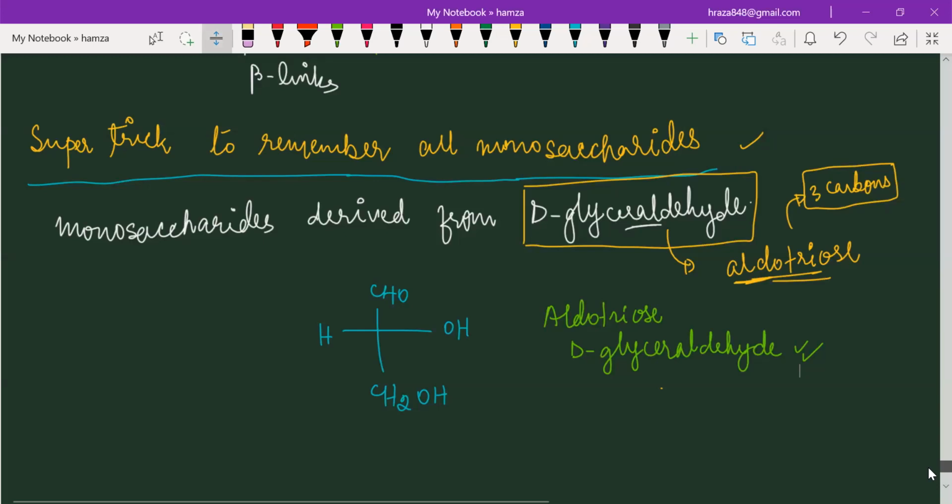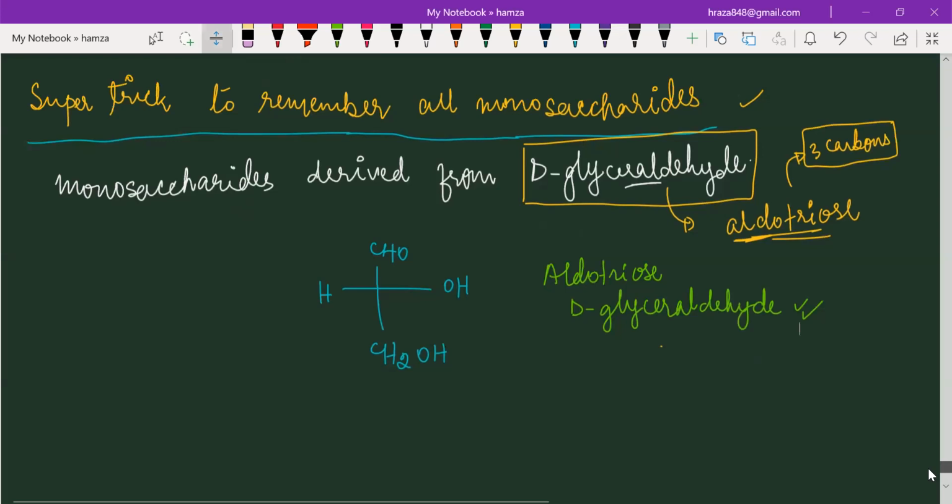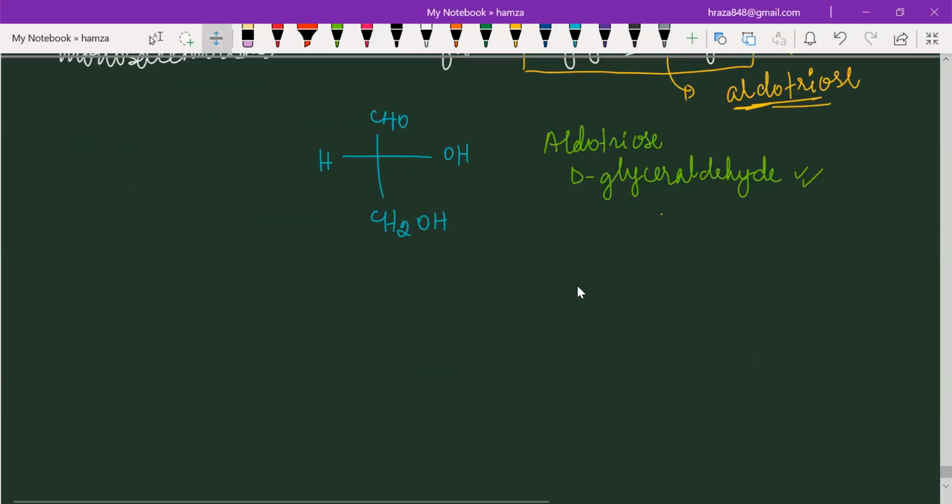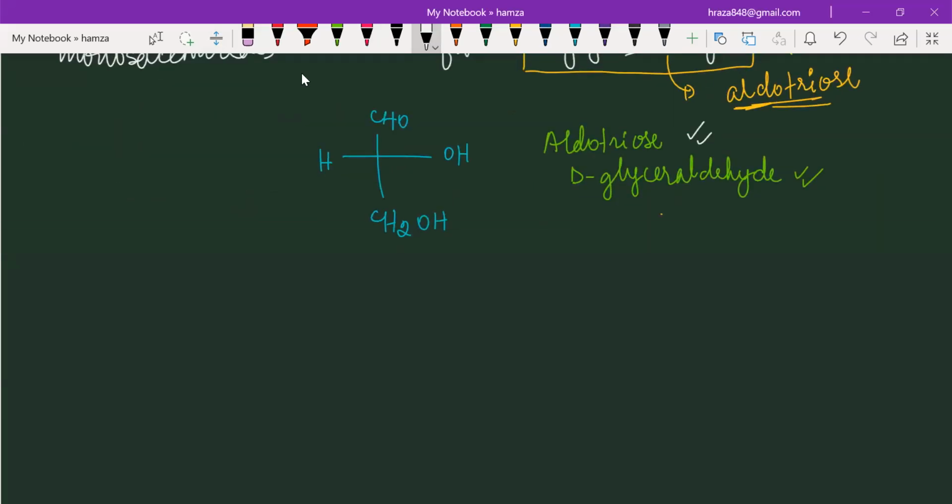See what this is: aldotriose. Only 3 carbon is there. So we are going to draw 2 arrows. Just first understand, then you are going to write. You are going to write H here and OH on the right hand side. In the same way, for this arrow, H on the right hand side and OH on the left hand side.